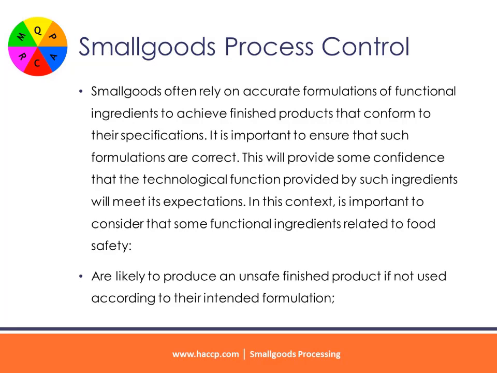Smallgoods process control. Smallgoods often rely on accurate formulations of functional ingredients to achieve finished products that conform to their specifications. It is important to ensure that such formulations are correct. This will provide some confidence that the technological function provided by such ingredients will meet its expectations. In this context, it is important to consider that some functional ingredients related to food safety are likely to produce an unsafe finished product if not used according to their intended formulation.